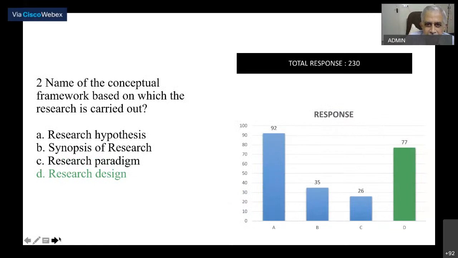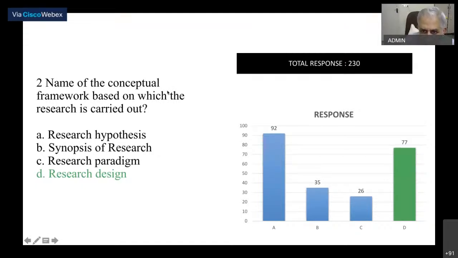Second question, next. The name of the conceptual framework based on which the research is carried out. Basically, the conceptual framework will be the research design. So the research design should be very strong, on which you actually conduct a research.